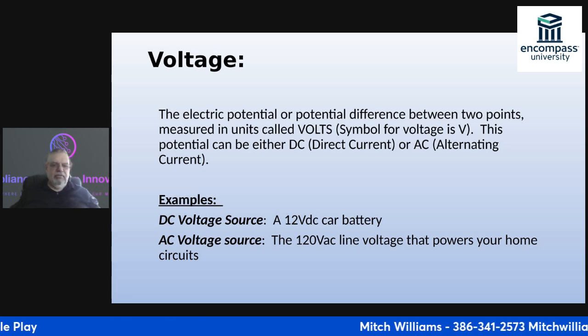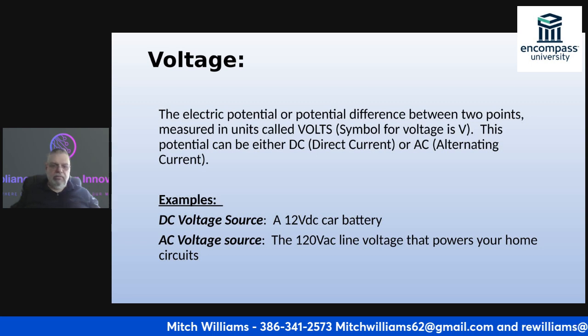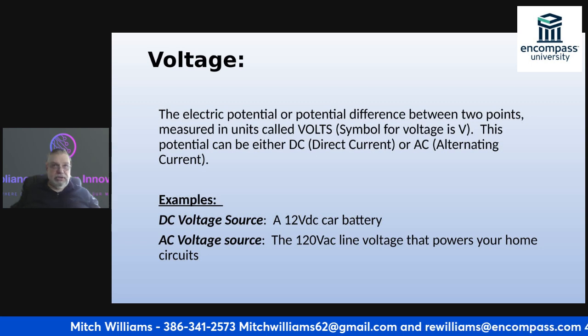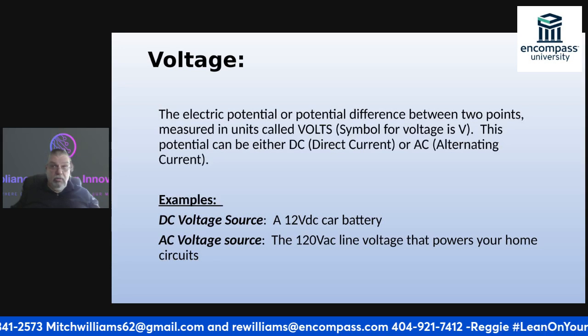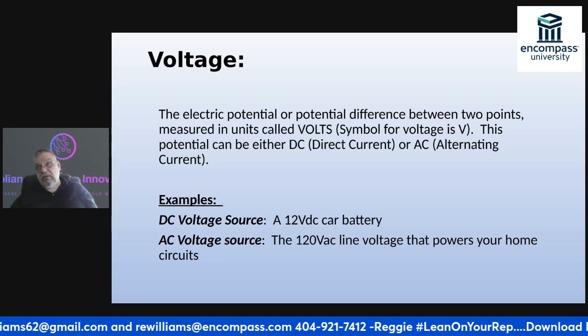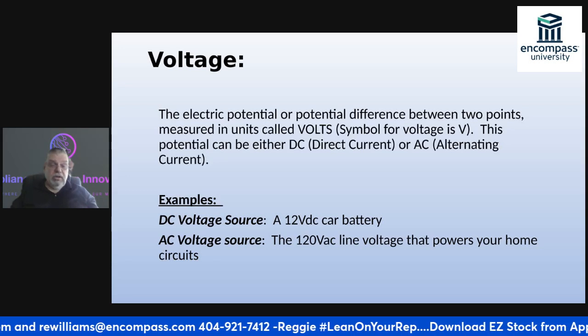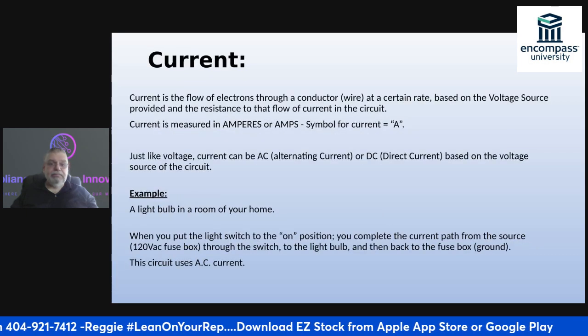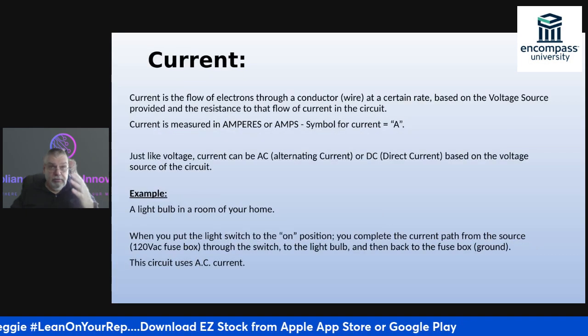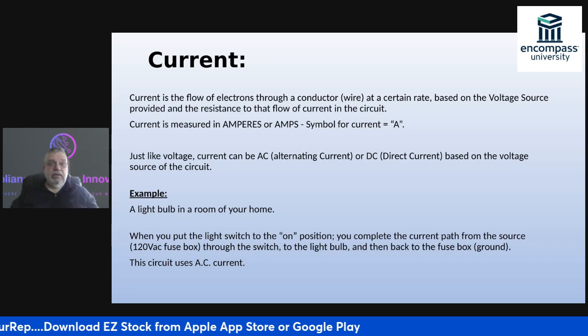An example of DC voltage would be a car battery that's in your car. AC voltage could be the 120 volts that's in your home, or it could be the 240 that's in your home, or if you have a different setup, it could be 308. Those are all voltage that is measured.